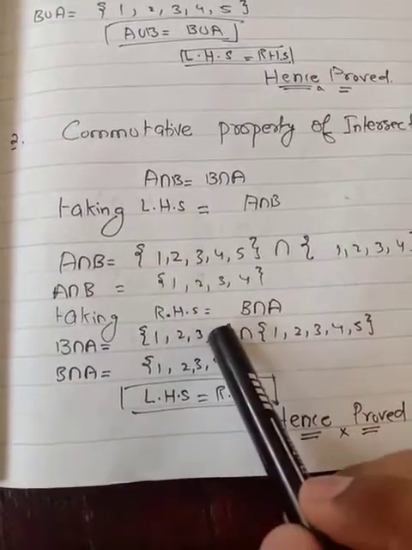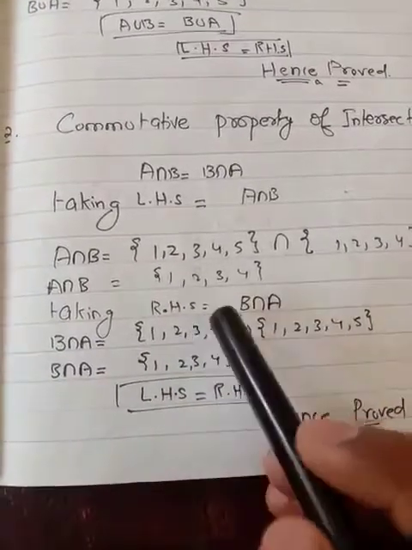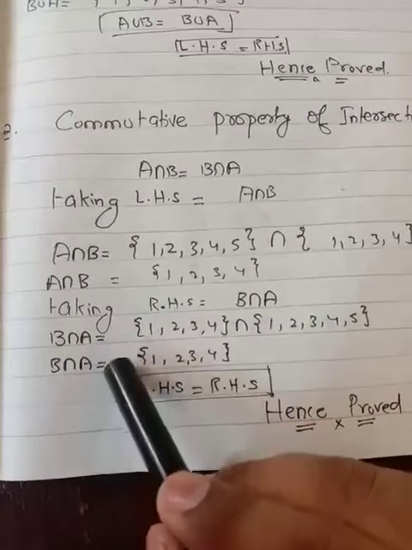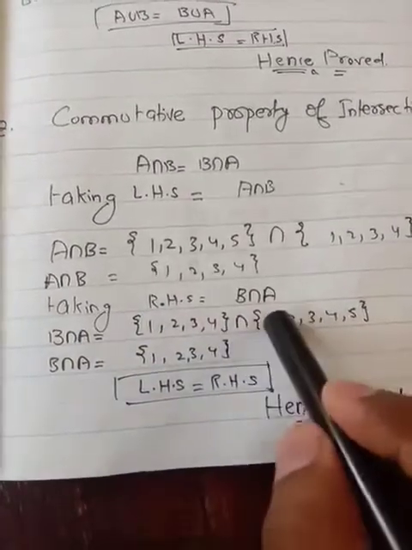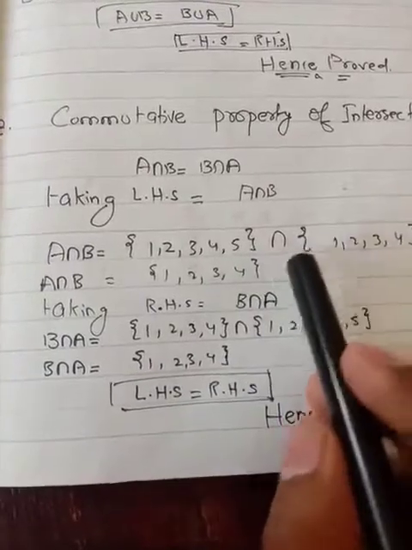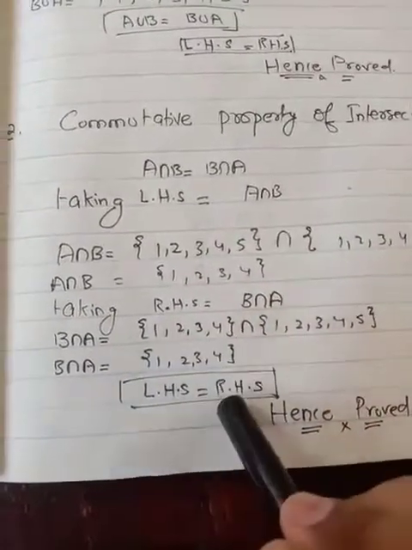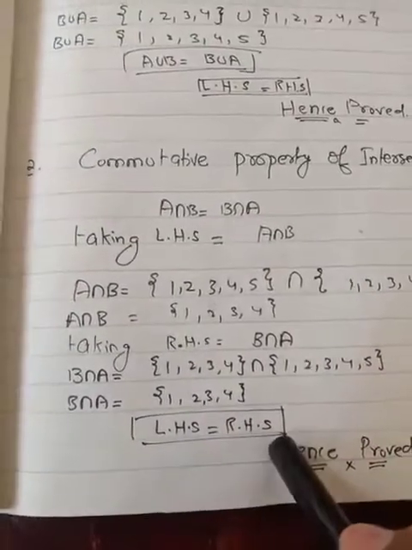B is 1, 2, 3, 4, A is 1, 2, 3, 4, 5. The common elements in both sets are 1, 2, 3, 4. So this is our answer of the right hand side. See this answer and also see this answer here. Both answers are the same, so we have proved our property, left hand side equal to right hand side.